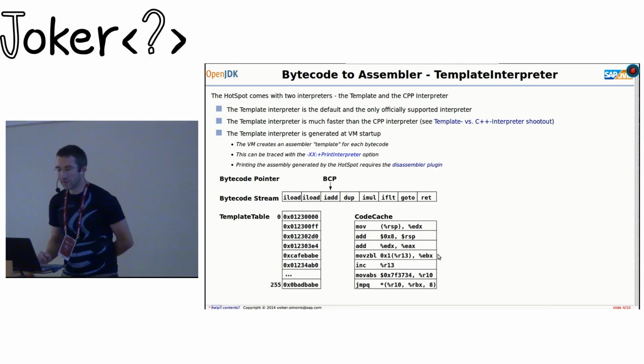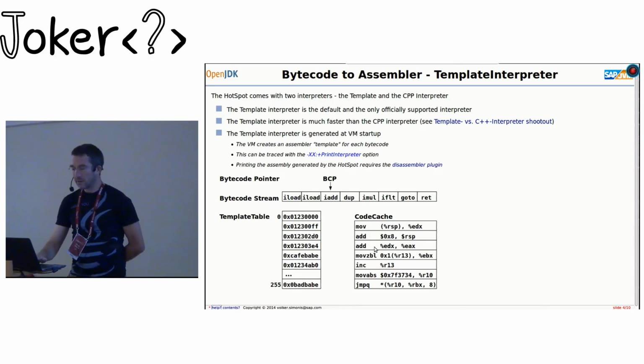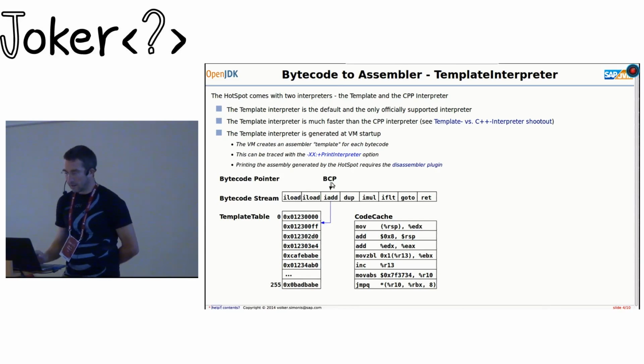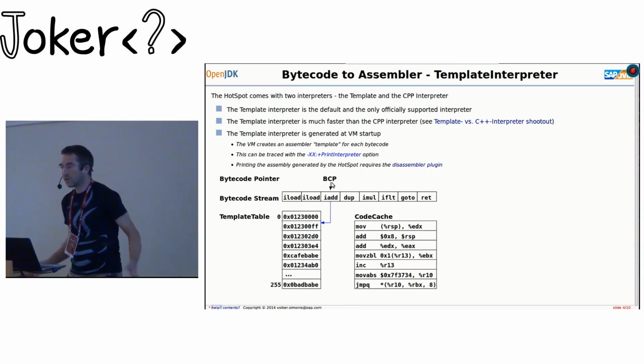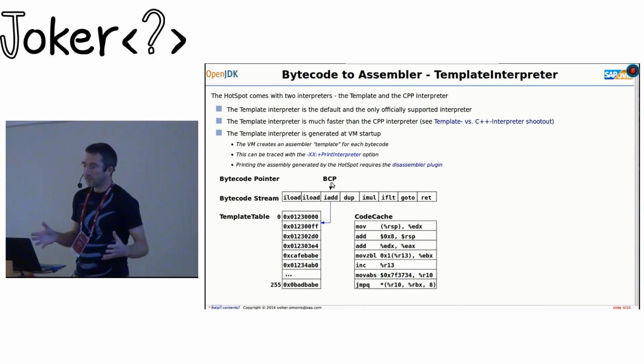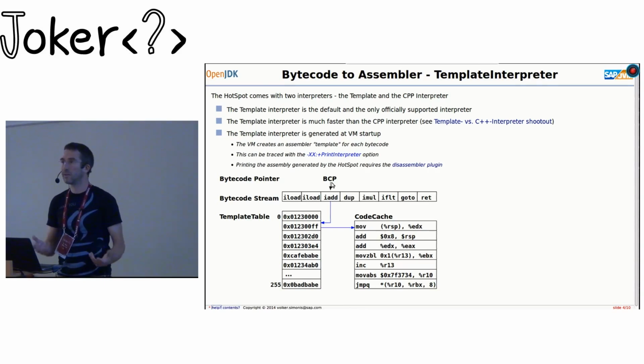So here's a small example of how the template interpreter works. You see here the bytecode stream, it's just our bytecodes from the class file which are in memory. And you have a bytecode pointer, which is usually a register reserved for the bytecode pointer, so it's fast. And this bytecode pointer is just an index in the template table. The template table is just a C++ array. You know there are 255 bytecodes, so there's a table of 255 entries. With each bytecode, you can address into this table and get the address of some code snippet, which lies in the code cache, and which contains the code which implements this bytecode.